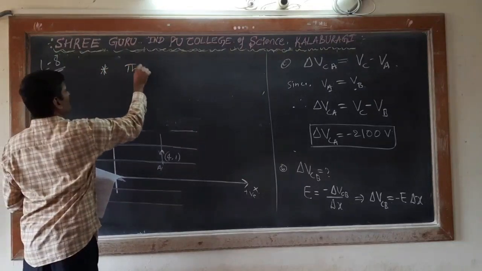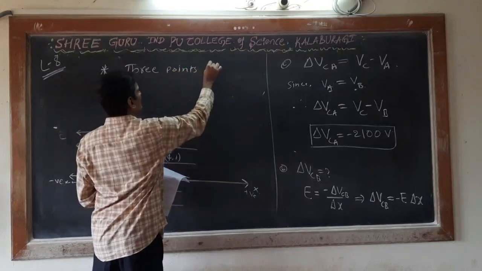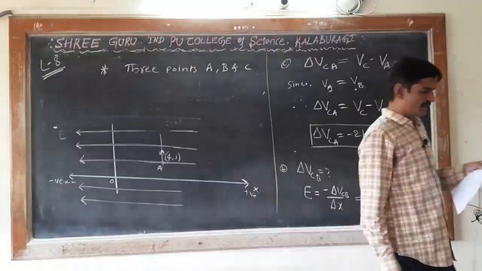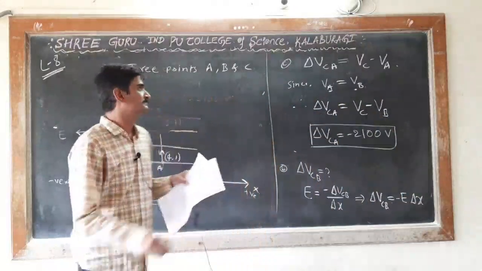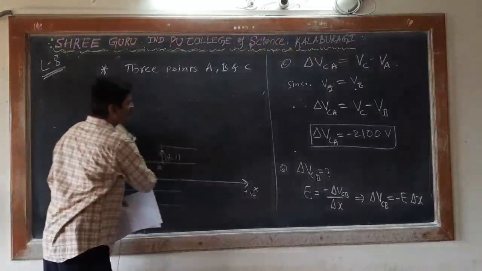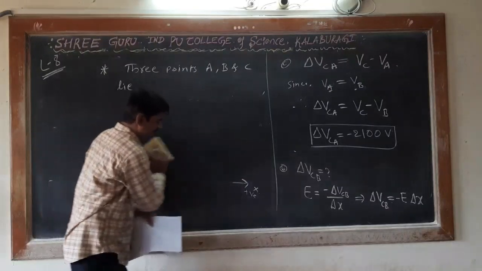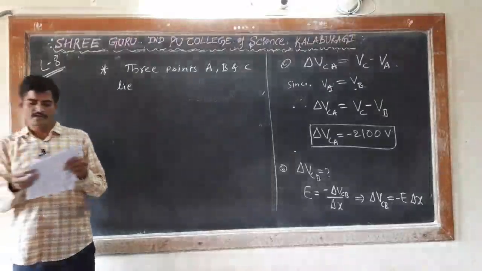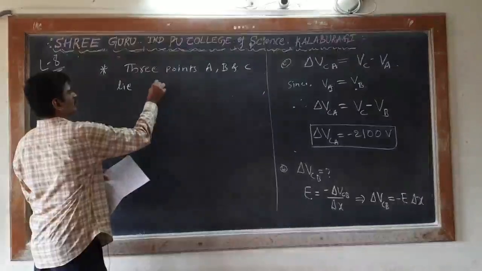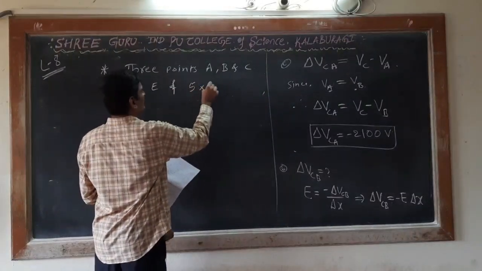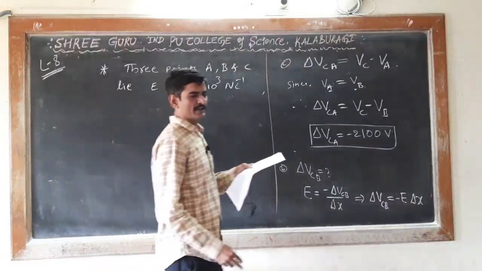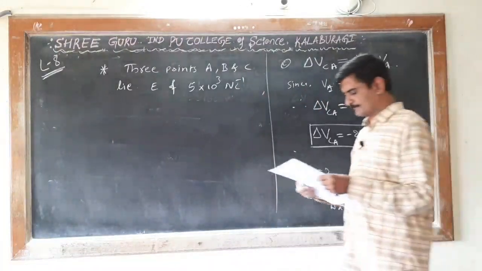So whatever the number, you only remember. 3 points A, B and C lie on a uniform electric field capital E of 5 into 10 to the power 3 Newton per Coulomb, as shown in the figure.